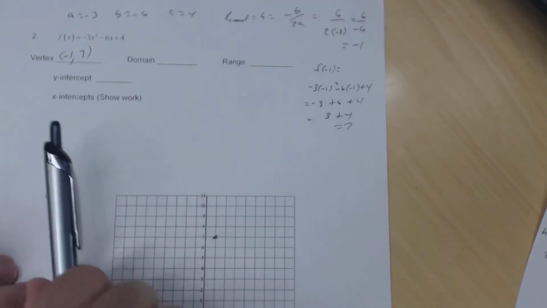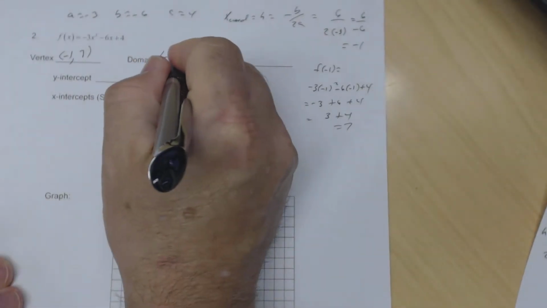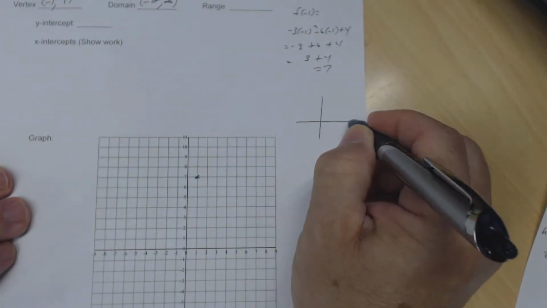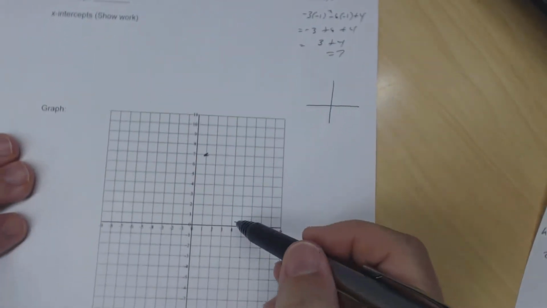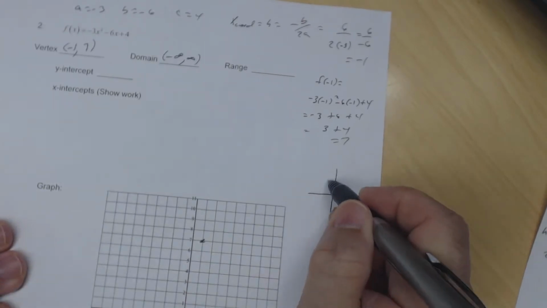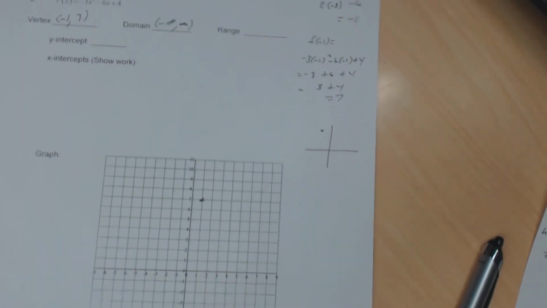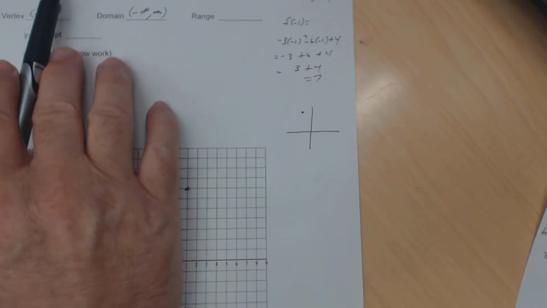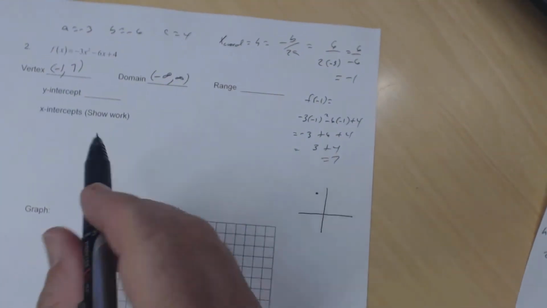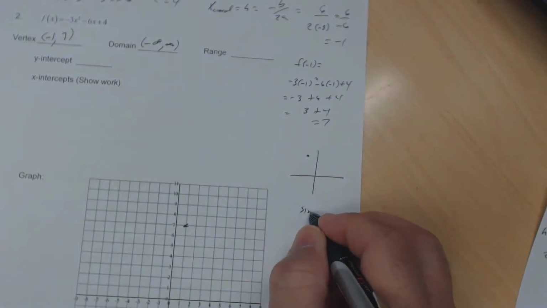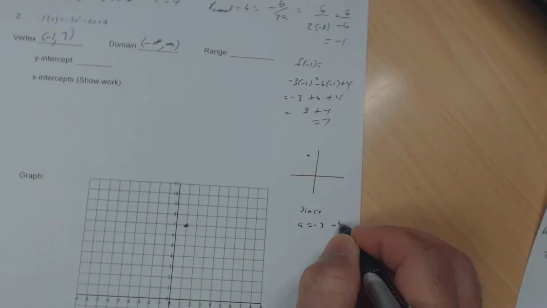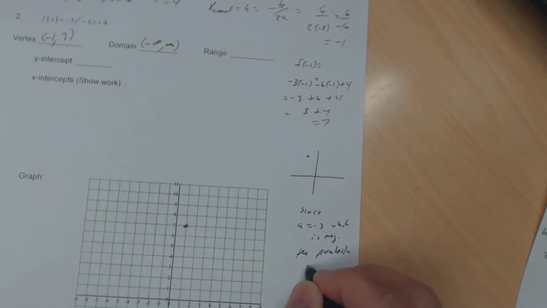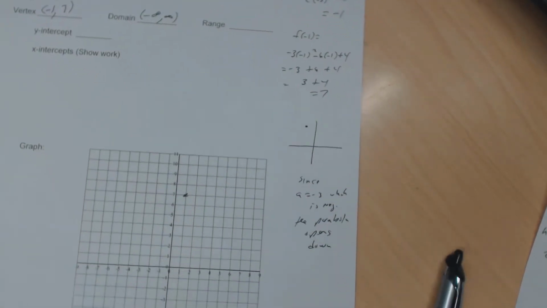Alright, the domain. Remember, this is a quadratic function, so the domain is going to be all real numbers, always. Now the range. Let's do a rough sketch of this. Oops, I said -1, 7, excuse me, it is here. So (-1, 7) is in the second quadrant. And let's determine whether the parabola opens up or down. Remember, A here is -3. A determines whether the parabola opens up or down. So since A equals -3, which is negative, the parabola opens down.